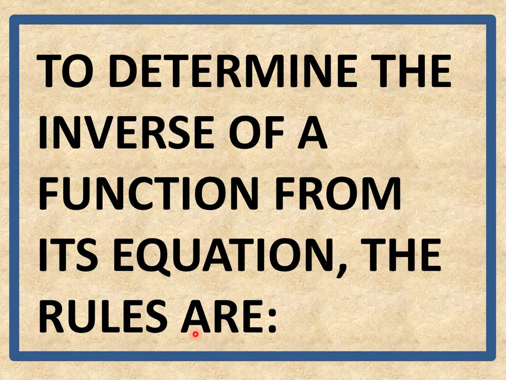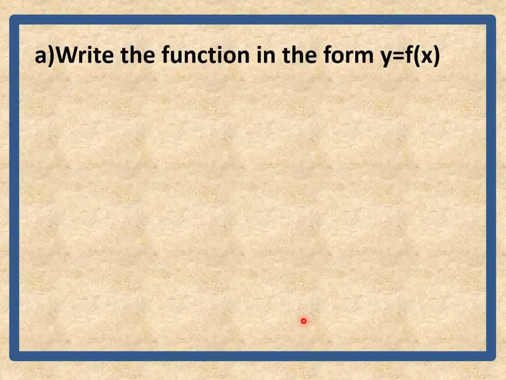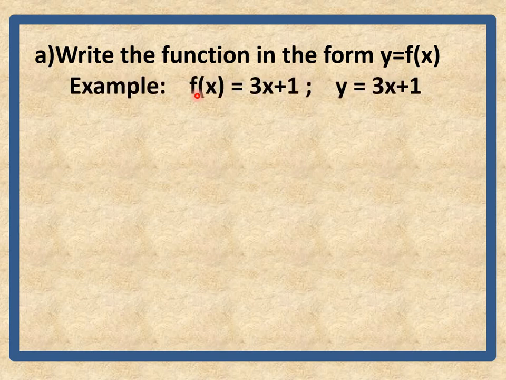To determine the inverse of a function from its equation, there are rules to be followed. The first rule is to write the function in the form y is equal to f of x. To emphasize this further, we're going to make use of an example. f of x is equal to 3x plus 1. We are going to change f of x to y. Therefore, y is equal to 3x plus 1.